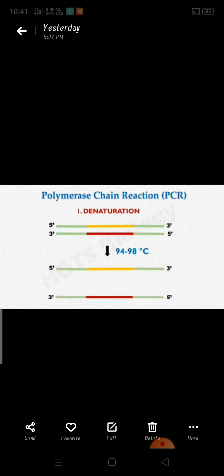Denaturation is the first step in PCR. In the first step, the reaction mixture is heated to 94 degrees Celsius for 1 minute. This temperature denatures the double stranded DNA into 2 individual strands.